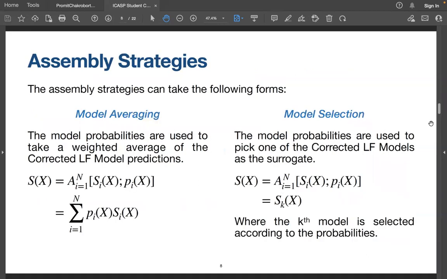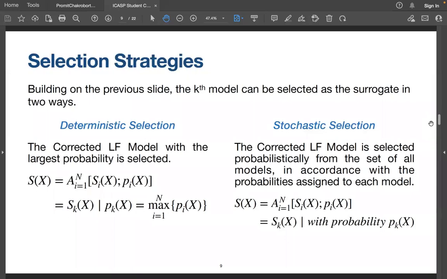Okay, to talk about the assembly strategies, there are broadly two ways of assembling the corrected low fidelity models to build the final surrogate. The first is called model averaging, which is basically a weighted sum of all the corrected low fidelity models with the probabilities acting as the weights, as you see in the equation on the left. The other broad scheme is called model selection, where we basically at each point choose one of the corrected low fidelity models to serve as the surrogate for that point.